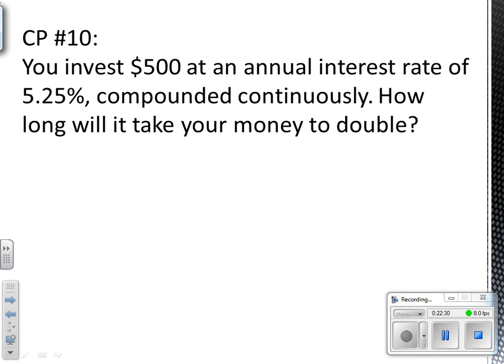All right, now checkpoint number 10. You invest $500 at an annual interest rate of 5.25% compounded continuously. How long will it take your money to double? All right, so continuous, we've worked with this formula before. It is this one here. Here's where a few of you guys fell short. The investment itself, this is your principal.